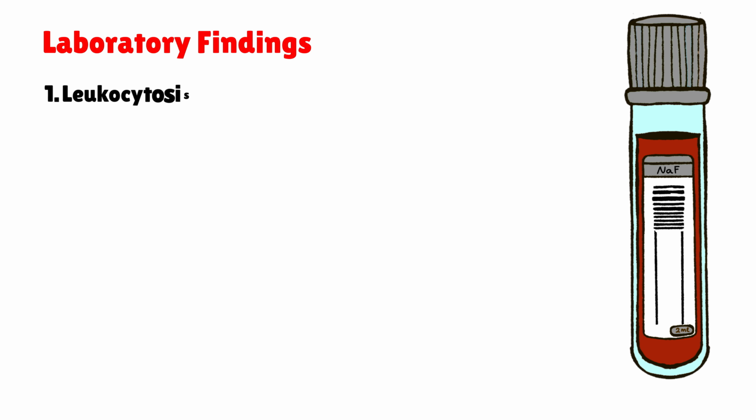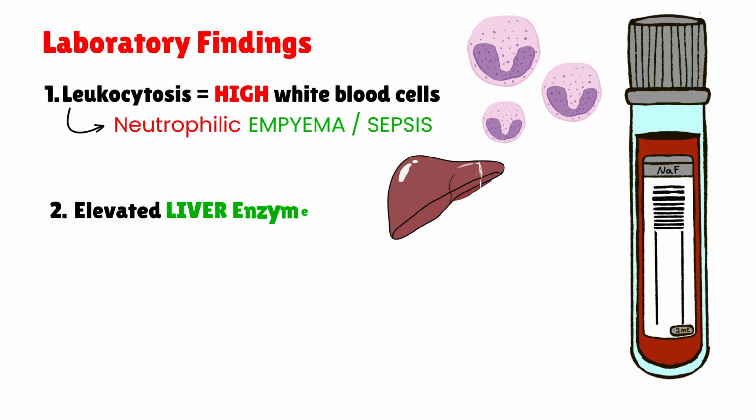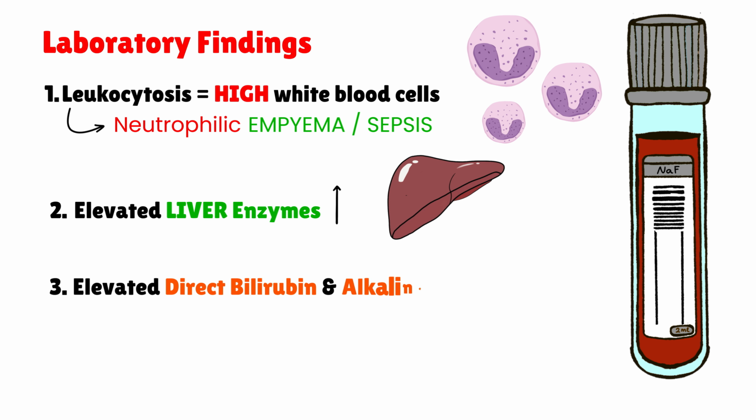Now, in terms of laboratory findings, we often see leukocytosis, particularly neutrophilic leukocytosis, especially in cases of empyema or sepsis. Liver enzymes may be mildly elevated as well, and in some cases, conjugated bilirubin and alkaline phosphatase levels can also rise, reflecting obstruction of bile flow.